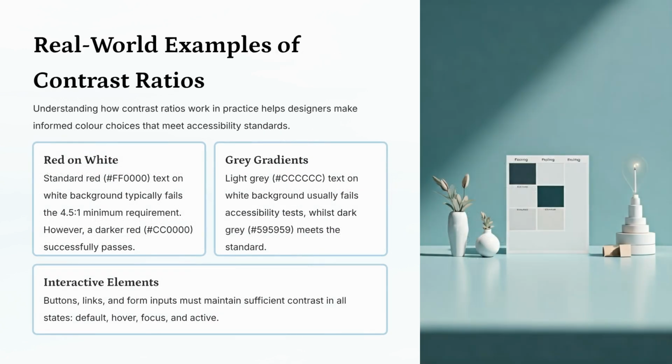In real-world examples, standard red on white often fails the 4.5:1 requirement, but a darker red passes. Similarly, light gray text on white fails, while dark gray meets the standard. Interactive elements like buttons and links must maintain sufficient contrast in all states, including hover and focus.